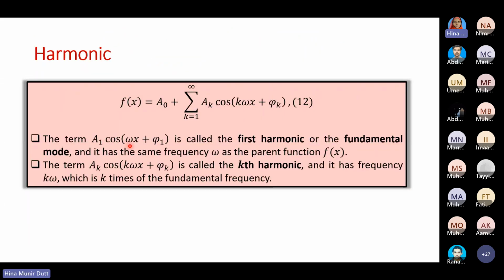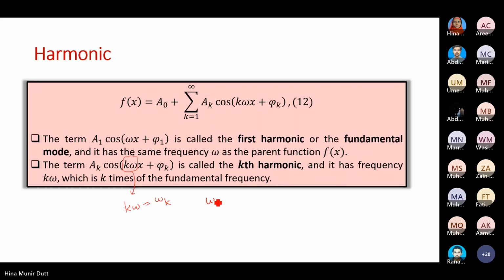the term A1 cos of omega x plus psi 1 is called the first harmonic or the fundamental mode, and it has the same frequency omega as the parent function. We have seen that the frequency of the function is omega, so this has the same frequency. The term Ak cos of k omega x plus psi k is called the kth harmonic, and it has a frequency k omega, which is k times the fundamental frequency. This is actually the frequency of the kth harmonic.